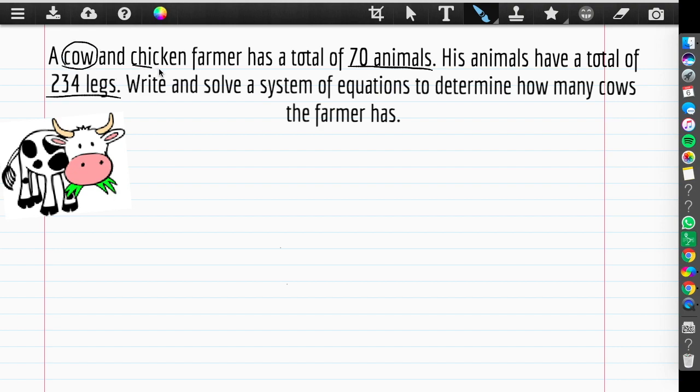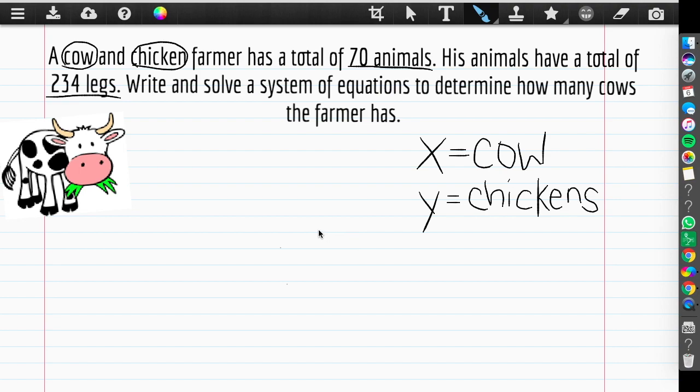So we see right away here that the number of cows and the number of the chickens is what we're trying to find. So that's what we're going to use for our variables of x and y. We're going to set x equal to the number of cows, and we're going to set y equal to the number of chickens.